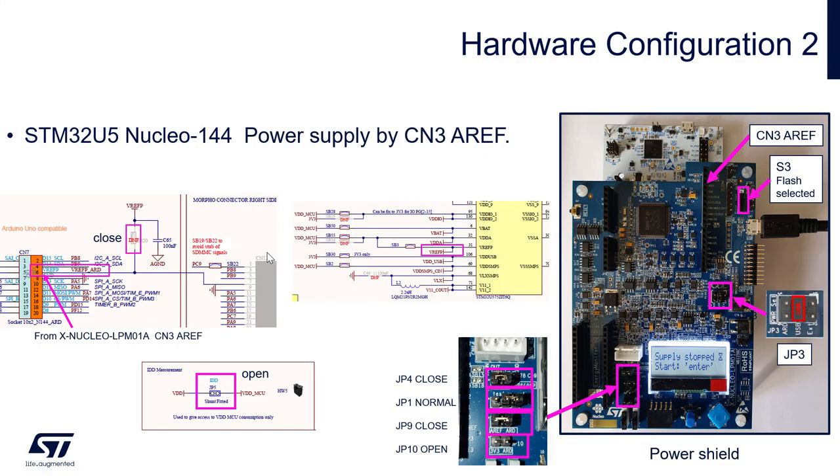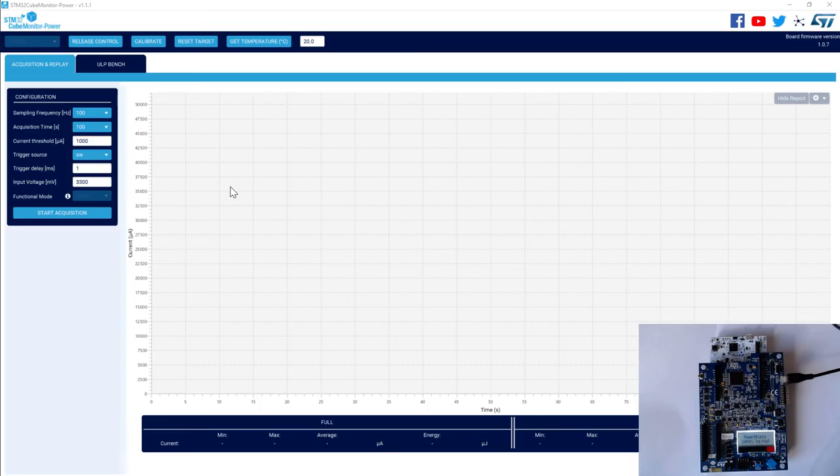I propose to continue with this configuration too, where the power supply of the Nucleo board is by the pin VREF, and in this case, only the VDD MCU current is measured. So after configuring the Nucleo board on the PowerShield, you can start a new acquisition.